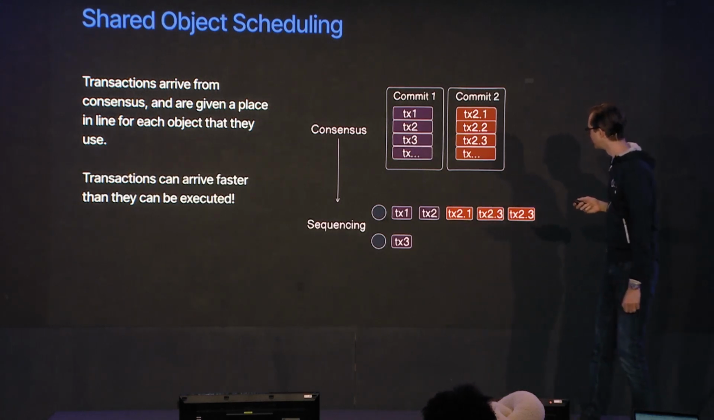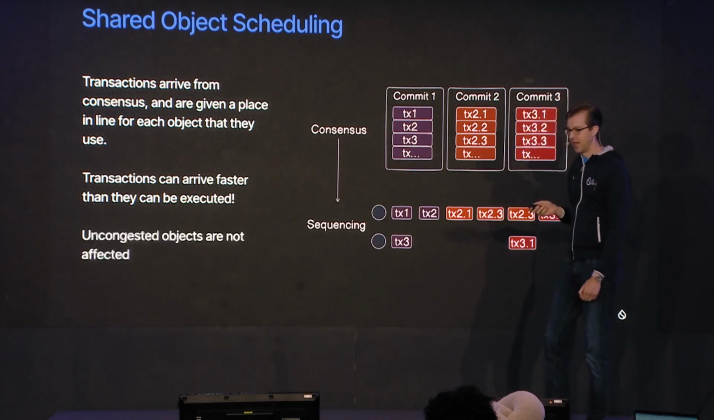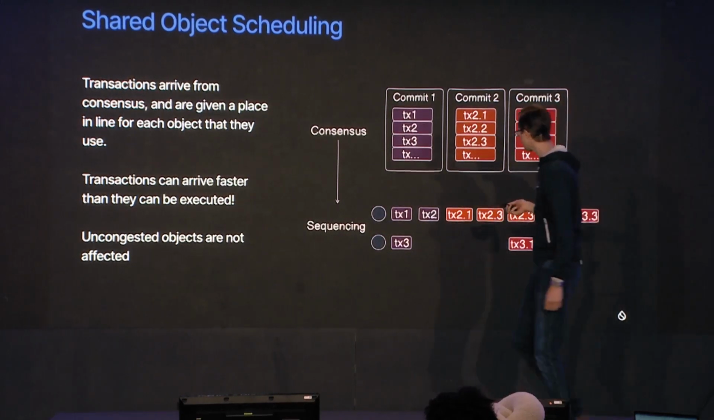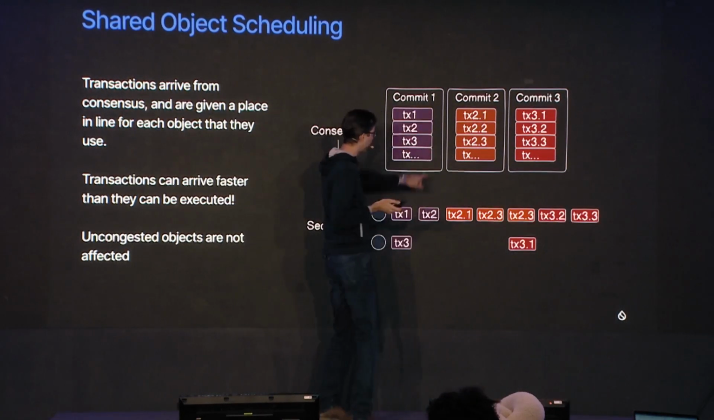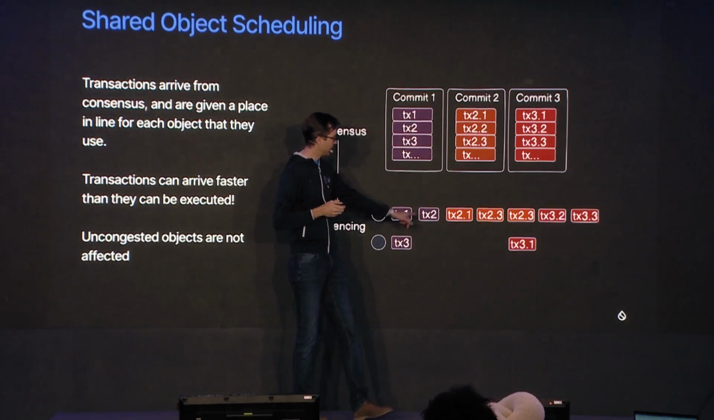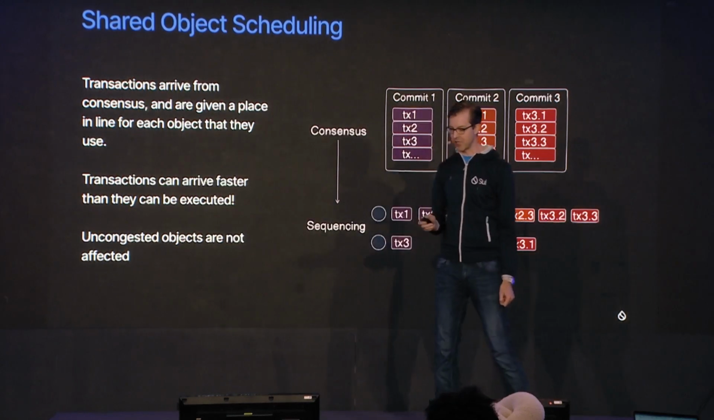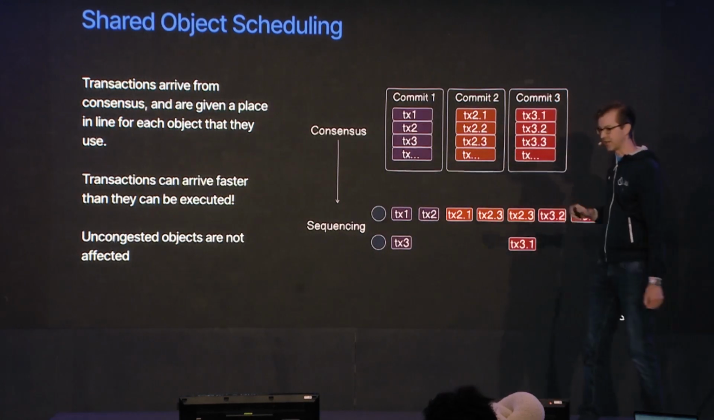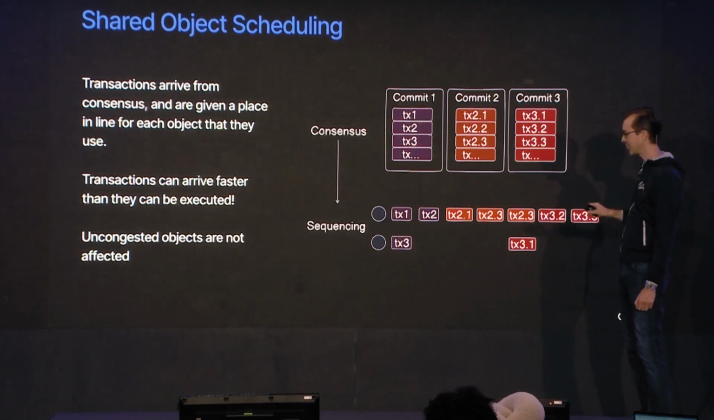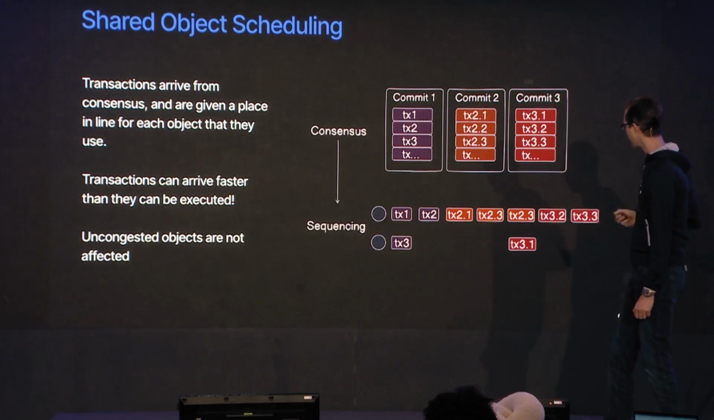More commits come in, and we just keep adding the transactions to their queue. And what you can start to see here is that this second commit had 3 transactions that all wanted to read the same object. And you can see these things are starting to back up here. But what I want you to notice is that the uncongested object, the one on the bottom here, is not affected. TX 3.1 can read that object as soon as it comes in. It doesn't have to wait. The other objects have to wait because they're in this longer line.